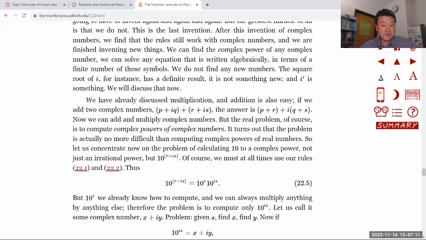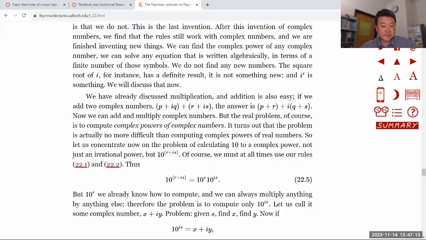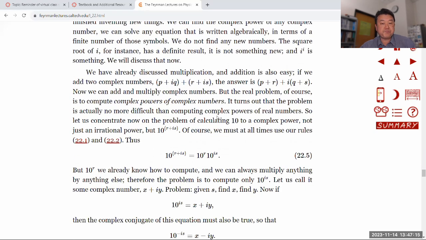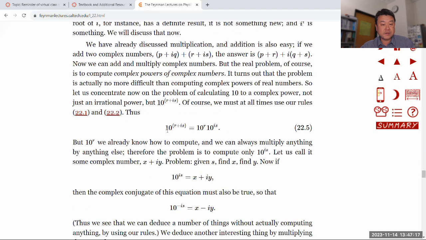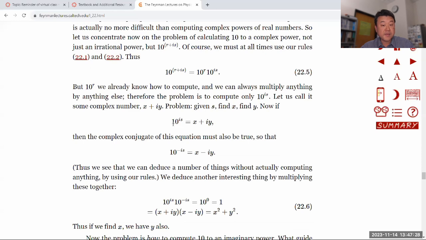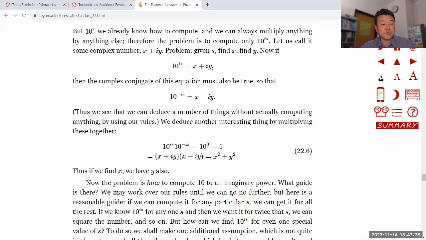And then now he's exploring raising something to a complex power, applying the rules of algebra that he went over. You can separate it out this way and look at this, and then this is going to be some complex number. Write it out this way, and he's going to write out a few things to try to justify Euler's formula.